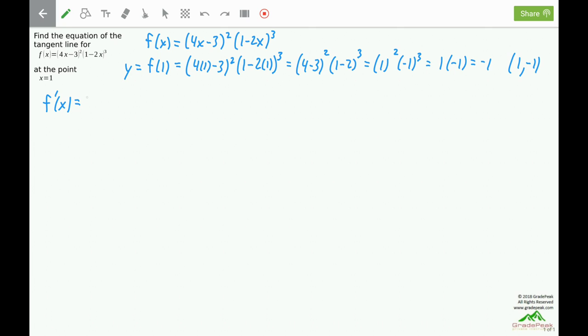We'll start with the derivative of the first. We'll bring its power down. Leave the inside alone. Subtract 1 from the power, then multiply by the derivative of the inside to complete the chain rule. All times the second left alone, plus the first left alone times the derivative of the second: bring its power down, leave its inside alone, lower the power by 1, and then multiply by the derivative of the inside, which is a negative 2, to complete the chain rule.